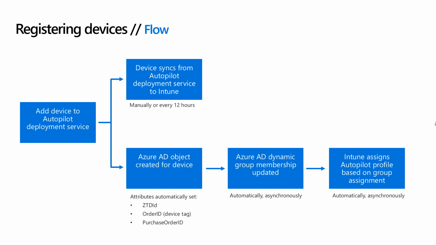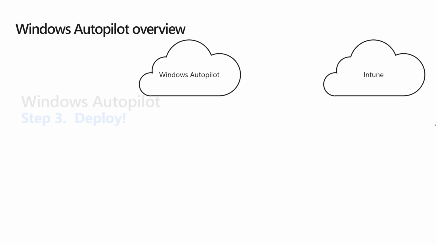Then automatically an Azure AD object for this device will be created, and this device will be enrolled to Intune. So what does it mean? If you do not see this device in Azure AD, you cannot manage this device. But if you have this device in Azure AD, you can deploy, for example, Intune policies on this device, and it will work. Then your Azure AD dynamic group membership will be updated automatically if you have a dynamic group, and then you can assign the Autopilot profile based on group assignments.